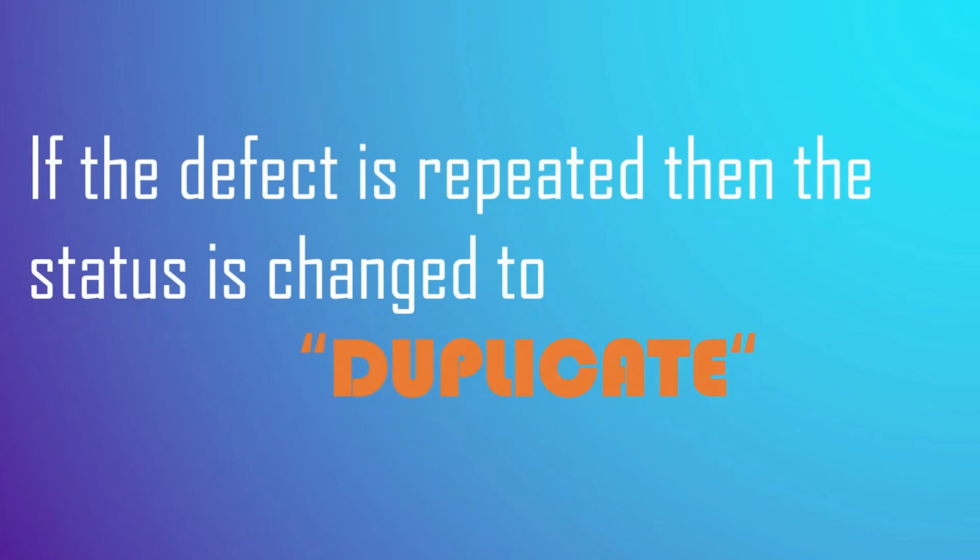Duplicate. The status should be duplicate if a defect is repeated twice or if two faults correspond to the same concept. The bug status is changed to duplicate by the development team.